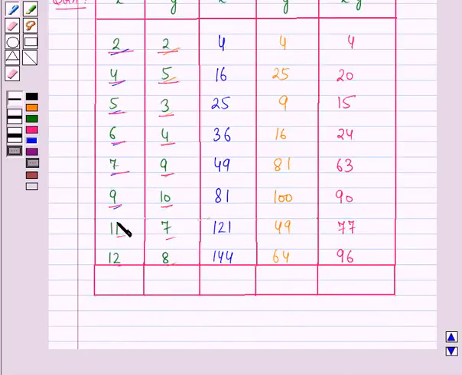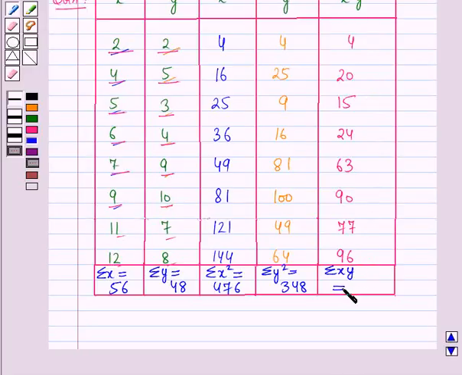Now on adding the different values of x, we are getting summation x is equal to 56. And on adding different values of y, we are getting summation y is equal to 48. On adding different values of x square, we get summation x square is equal to 476, and on adding y square, summation y square is equal to 348. And in the last column, we will add all the values of xy, and we will get summation xy is equal to 389.